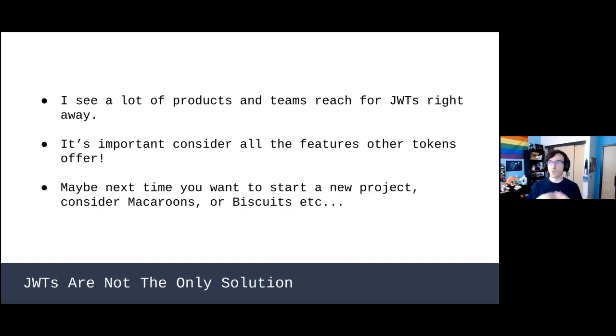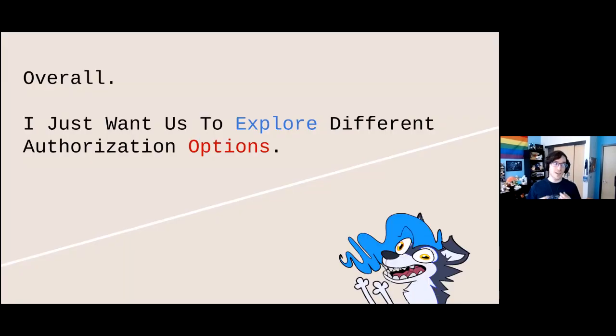Maybe next time you're working on something and you think about the relationship between your users and the resources and how they have to be authorized, maybe Macaroons or Biscuits might actually be a better fit than a JWT with some other homegrown system thrown on top of it. Really, I just want us as a community to explore different authorization options so we don't just get stuck in the same place. I think there's a lot of really cool things out there we could be using.